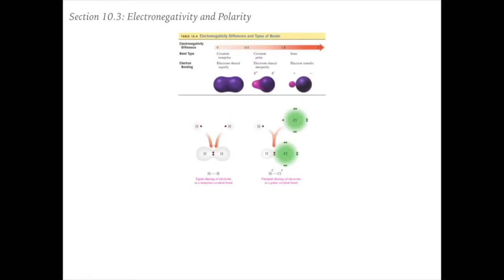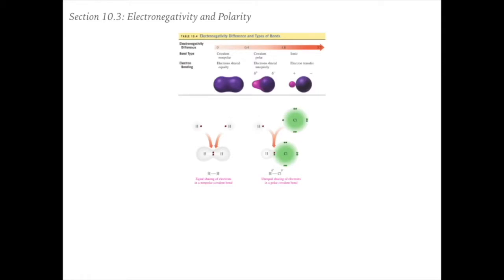The next thing that we need to add on to this is electronegativity and polarity. Remember, as you move across the periodic table, electronegativity, the attraction for electrons, increases. That's what electronegativity is. As you move across, it increases. As you move down, it decreases. Okay, so this is going to be important. We're going to look at why in just one second.